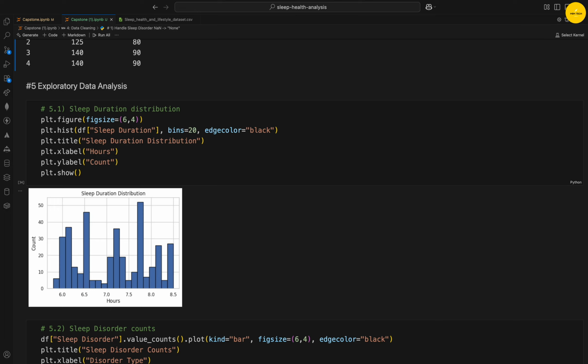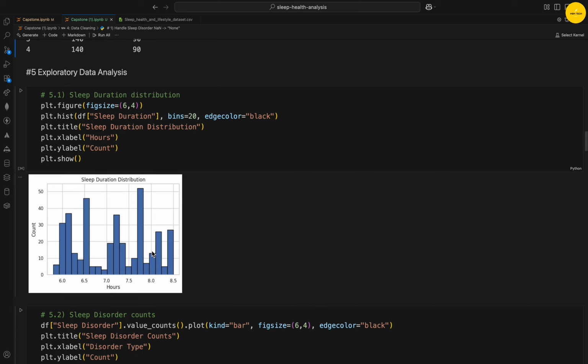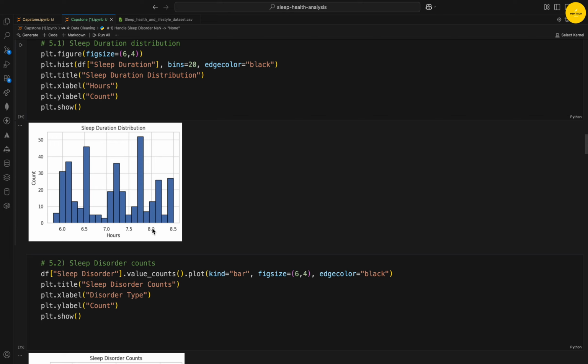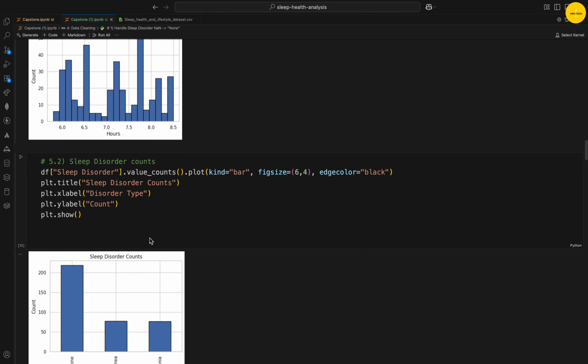So after cleaning the data, I did some basic analysis to understand what it looked like. This first chart shows the distribution of sleep duration. You can see that most people in this group sleep for either 7.5 or 8 hours. This is a good sign as it shows that many people are getting the recommended amount of sleep.